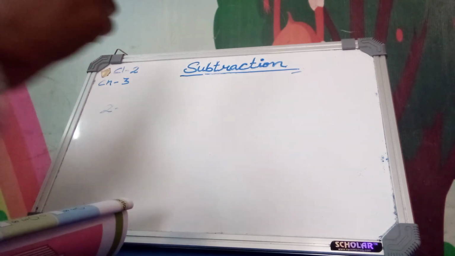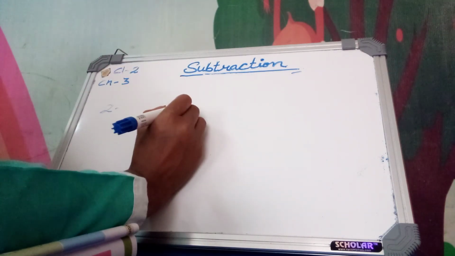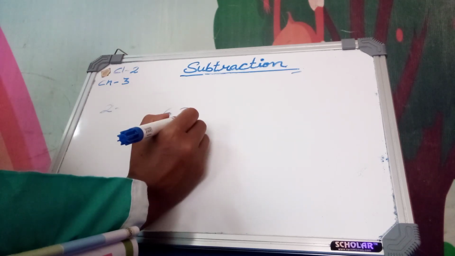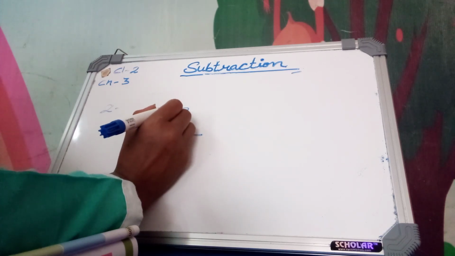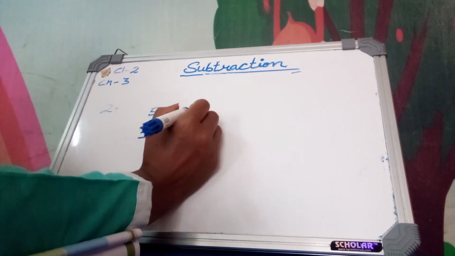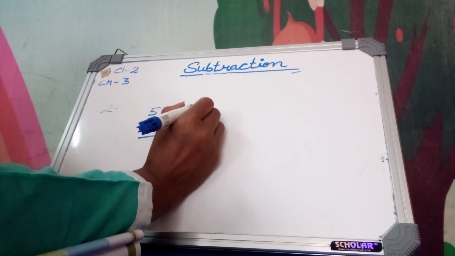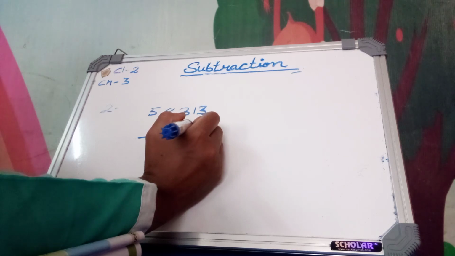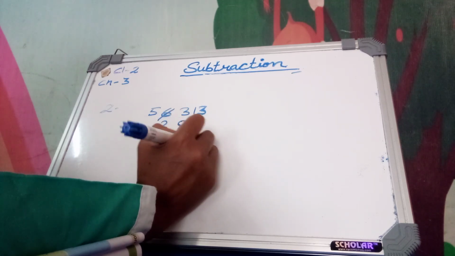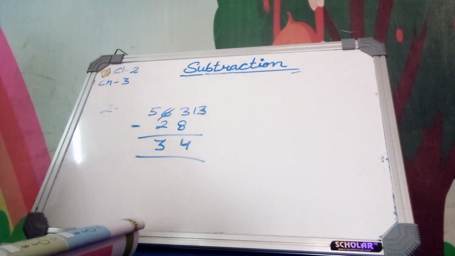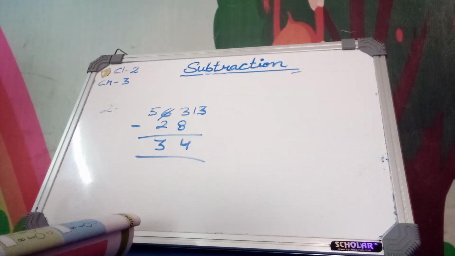63 subtracted by 28. 8 is bigger than 3, so we will take one ten from this 6. Okay, this 6 will be 5 and then this 3 will become 13. 13 minus 8, 5. Okay, 5 minus 2, 3. 35. 35 is our answer.